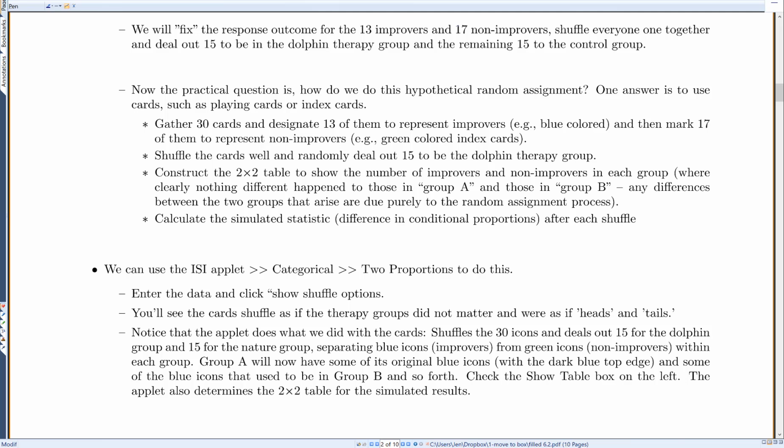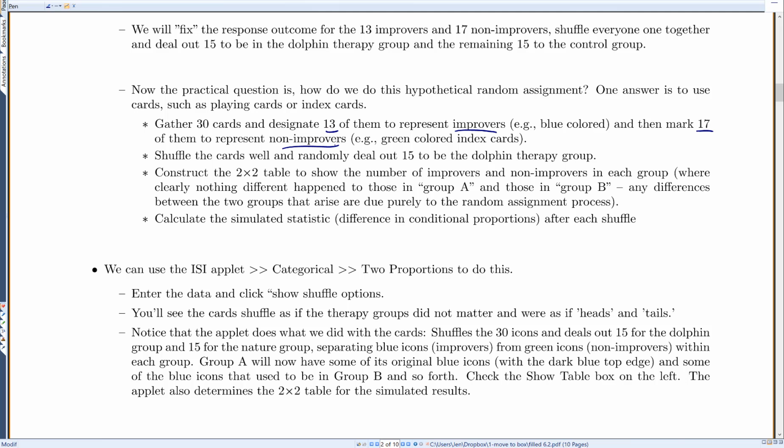It's actually use playing cards or like index cards, just some kind of cards. Okay. So you'd gather 30 cards, that's how many people we had, and you'd have 13 of them be the improvers, and then 17 as the non-improvers. Now you could write on them, you could color them different colors. Okay, you shuffle the cards really well, and you randomly deal out 15 to be in the dolphin therapy group, 15 to be in the control group.